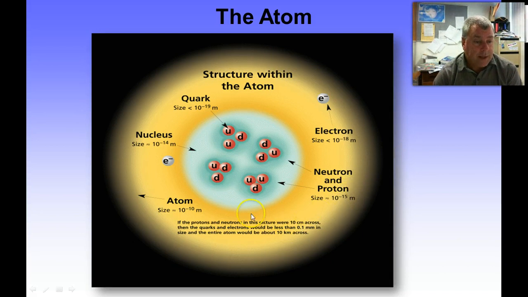This little sentence here is important. So what we're saying here is if the protons and neutrons in this picture were 10 centimeters across, then the quarks and electrons would be 0.1 of a millimeter if everything was drawn to scale in size, and the entire atom from there to there would be 10 kilometers across. So this is a representation of something that's significantly bigger, but a lot of nothing.